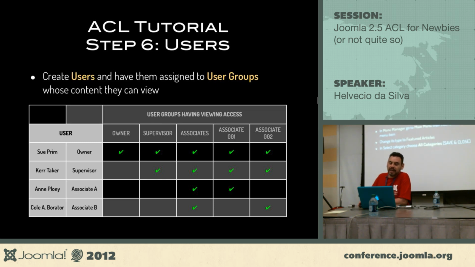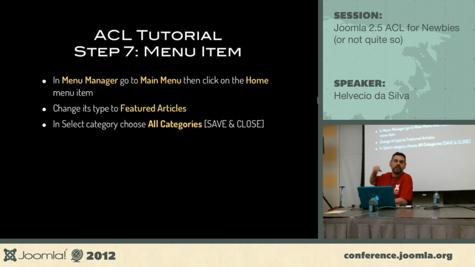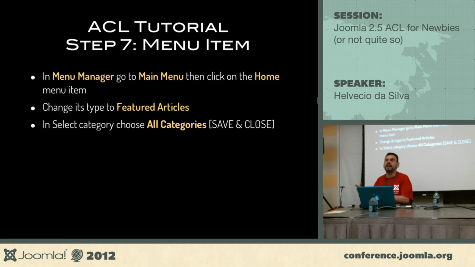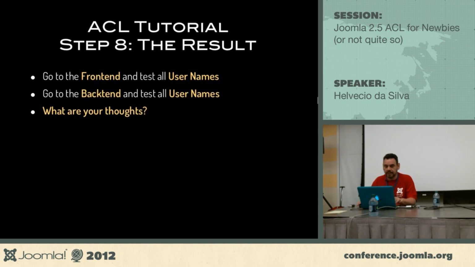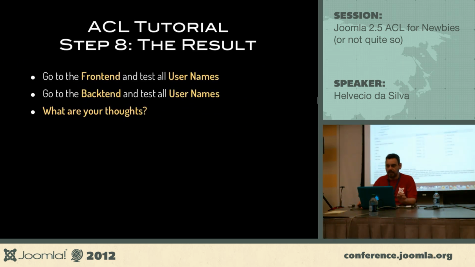So in the menu manager, I went to the main menu and then I clicked the home menu. I changed it to feature articles. Okay, so then I would be able to see featured articles on the front page. Then I went to the front end and tested all the usernames, and then I went to the back end and tested all the usernames. So let's take a look at how it works.